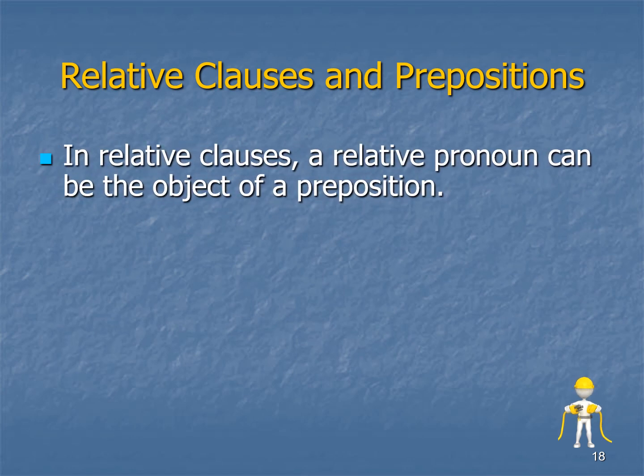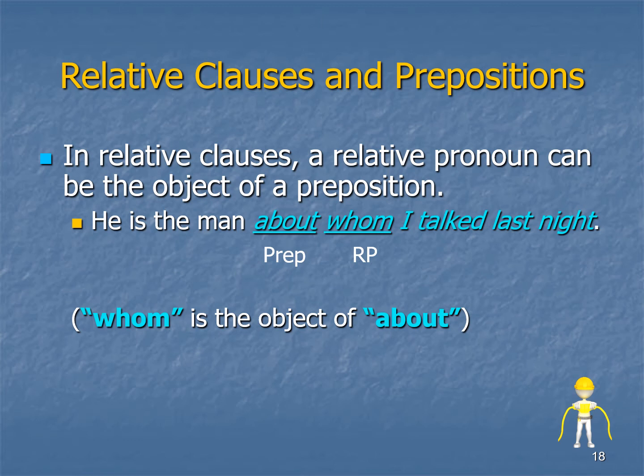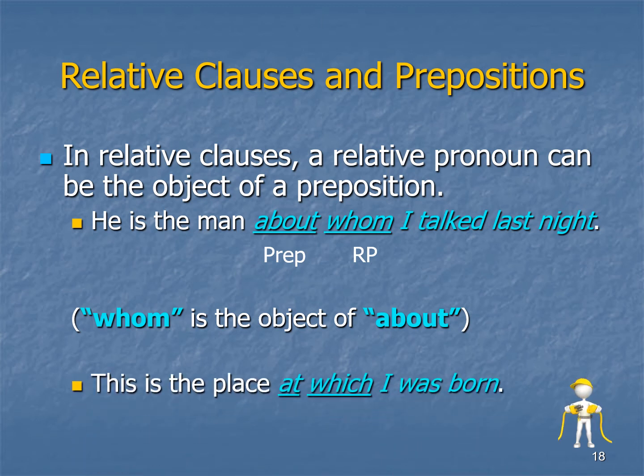Okay, we move to relative clauses and prepositions. In relative clauses, a relative pronoun can be the object of a preposition. You can see the example here. He is the man about whom I talked last night. Okay, so about is the preposition and whom is the relative pronoun. So in this case, whom is the object of about. All right. This is the place at which I was born. The same thing. So at is the preposition and which is the relative pronoun. So in this case, which is the object of the preposition at. All right.